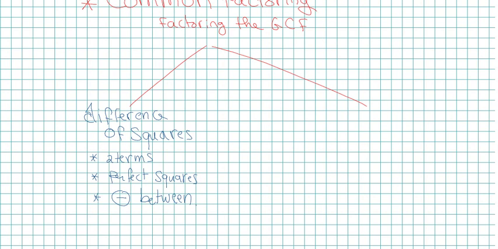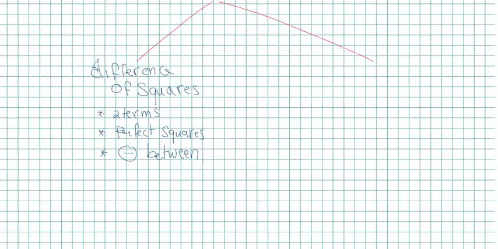Do you consider this to be a difference of squares? Do I have two square terms? Yes. Do I have a minus between them? Yes. So I can use my difference of squares. How would I factor this? What do I need to do? What are the steps?